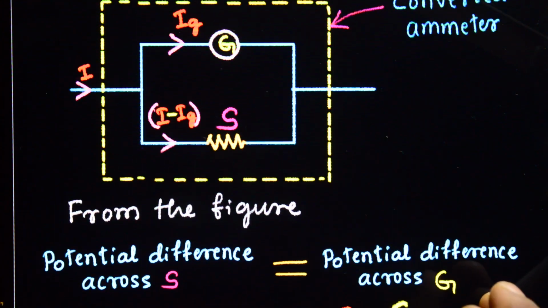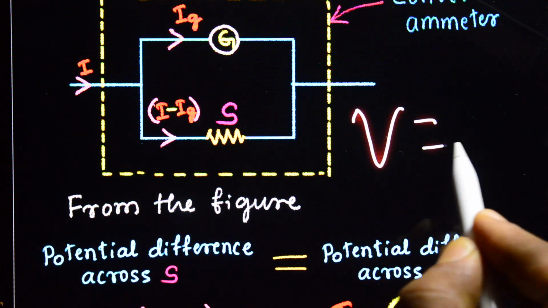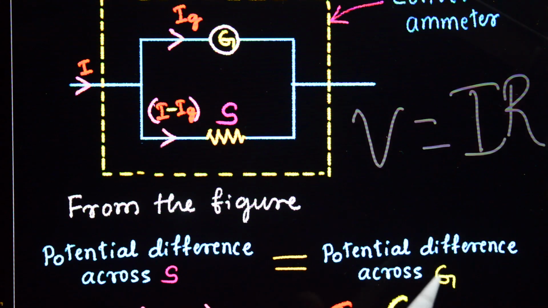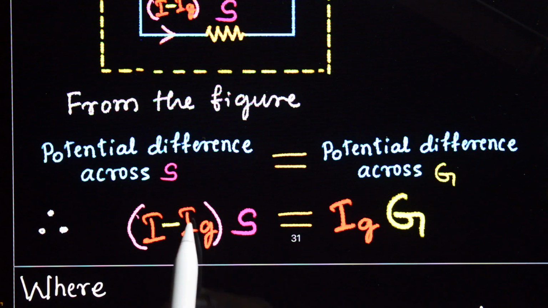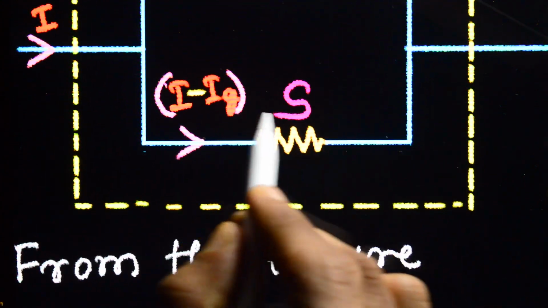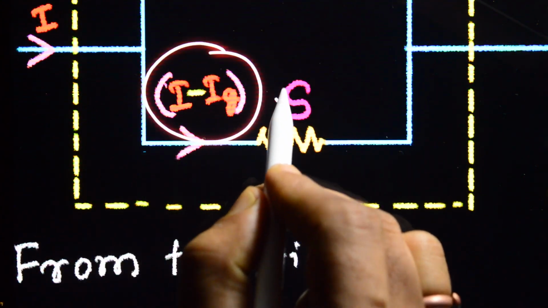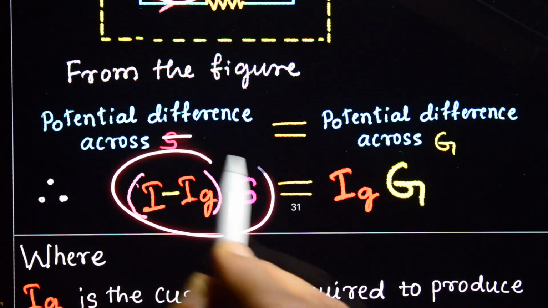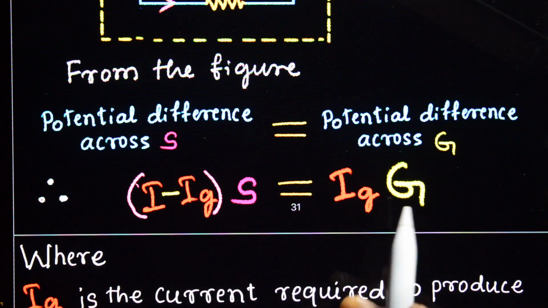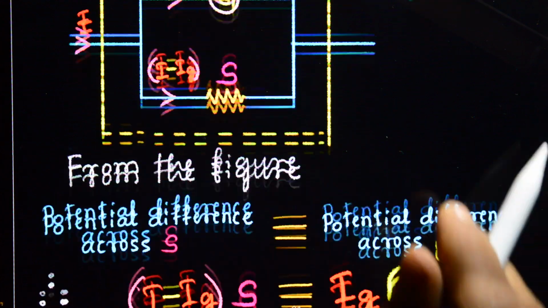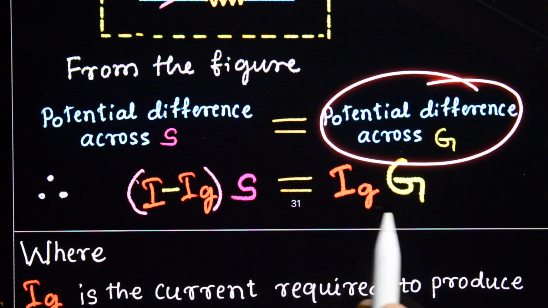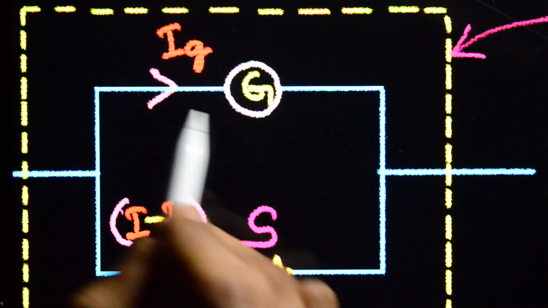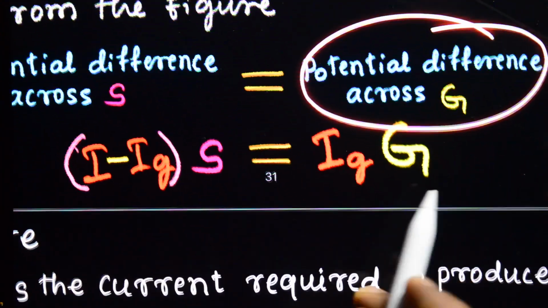How do you write the expression? You know V is equals to what? Potential difference is equals to current into resistance. So the potential difference across S, I can write, the current through S is I minus Ig, into S, that gives the potential difference across S. That is equal to, why is it equal? Because these two are in parallel. The potential difference across G, and the current through the capital G, that is the galvanometer, is Ig. So we write Ig into capital G.